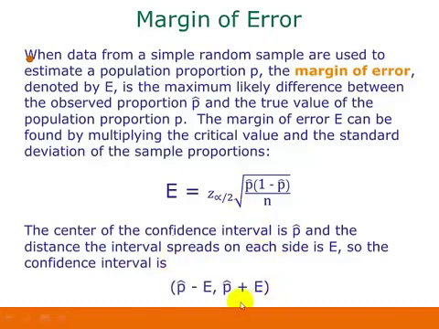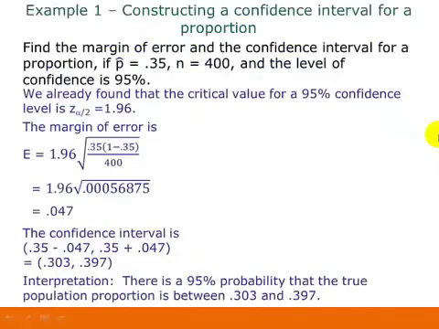So our confidence interval will actually look like this. Our lower limit will be p hat minus e, and our upper limit will be p hat plus e. Here's an example. Find the margin of error in the confidence interval for a proportion if p hat is 0.35, n equals 400, and the level of confidence is 95%.